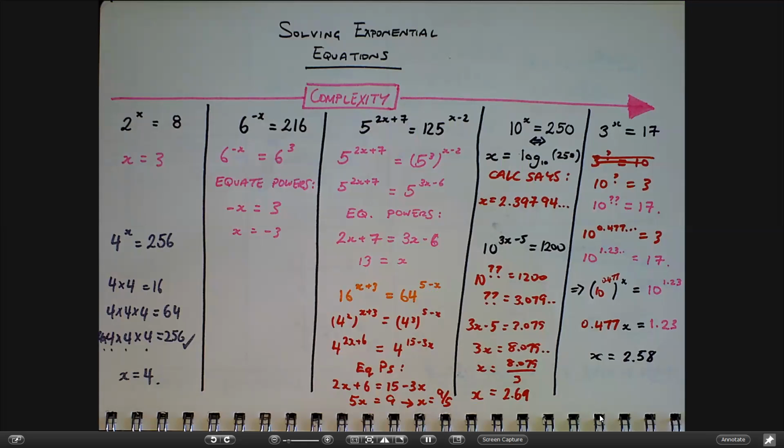Let me know with some thumbs whether you're ready to move on to the last example, or you still need some time. Okay, I don't see any thumbs down, so let's do one last example.